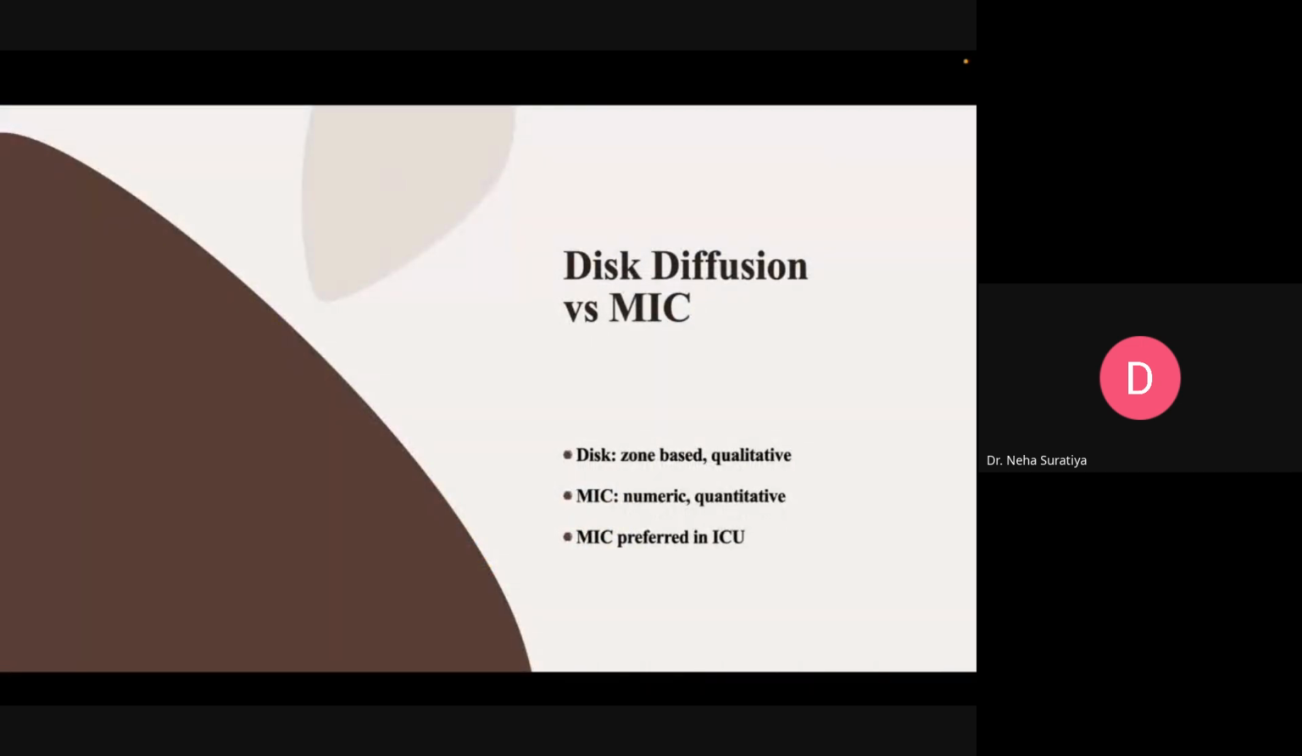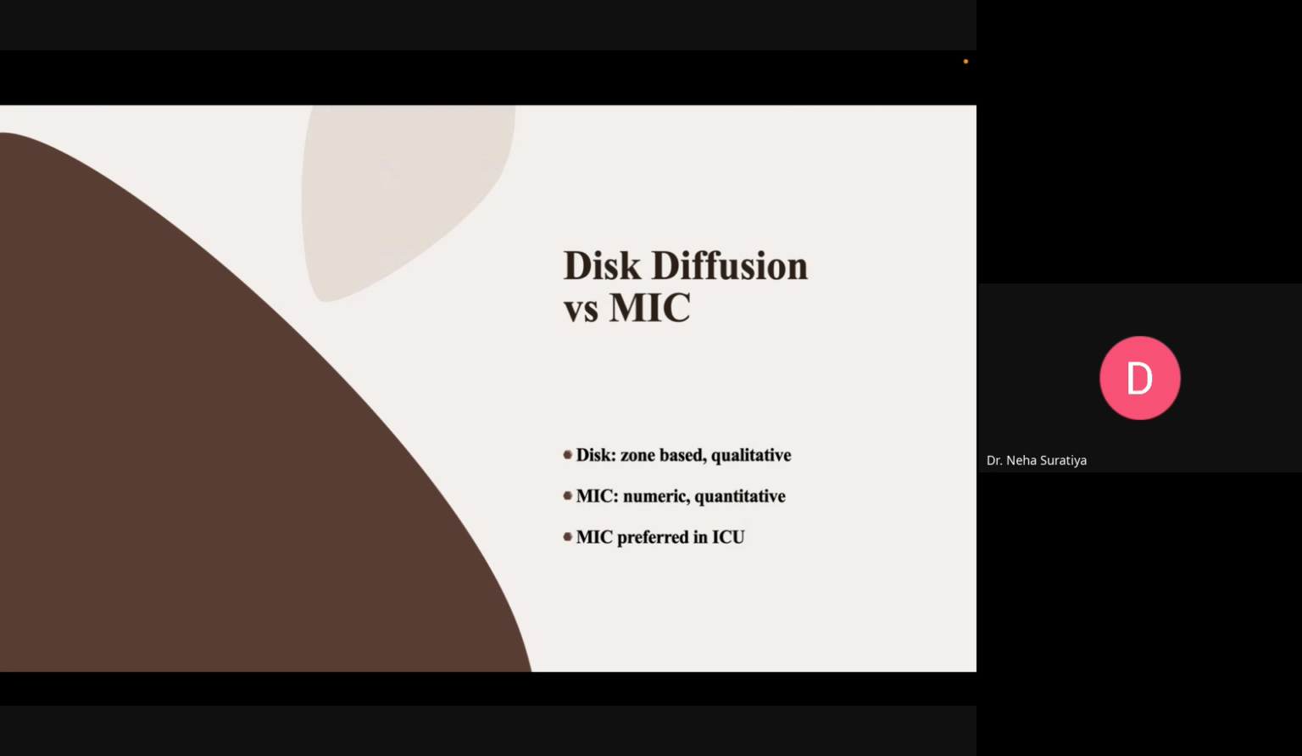Now, I told you that in the lab they perform disk diffusion methods and generate the MIC. So you need to be a little aware of what this disk diffusion is, so you have an idea how exactly the MIC, minimum inhibitory concentration, is identified. Disk diffusion gives us the zone sizes, how big the zone is, what the diameter is. So disk is zone based, and it is qualitative. MIC gives us an actual number, which is numeric, that is quantitative. So disk and MIC are both connected, and both are required.